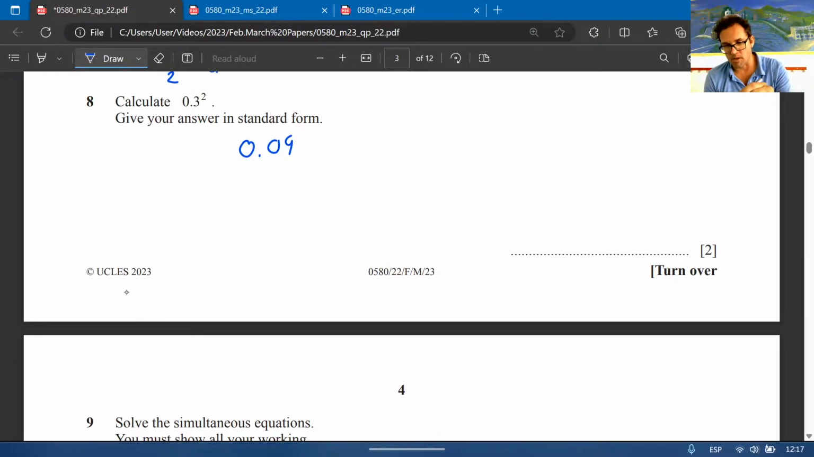Remember, standard form has a number from 1 to 9, so 1 point something, 5 point something, 4 point 7, you know, times 10 to the power of something. That's standard form, or scientific notation. So we need to get a whole number in front there. For that we can move the decimal point 2 spaces. That gives us 9 times 10. And because it's a small number and we moved 2 spaces, it's going to be minus 2.